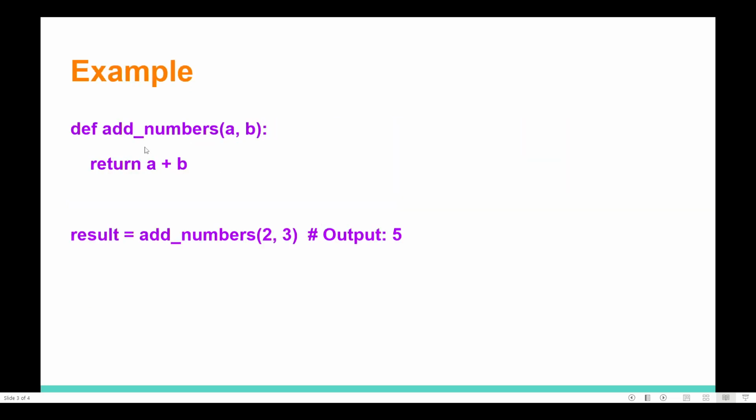Here is another example, def add_numbers a and b. Here we have given two values, return a plus b. So we have said that whichever values we write here, we will return them by adding those values. So result equals add_numbers. We are calling our function here, and instead of a and b, we are writing 2 and 3. If I run this result variable, then it will show us the value 5.